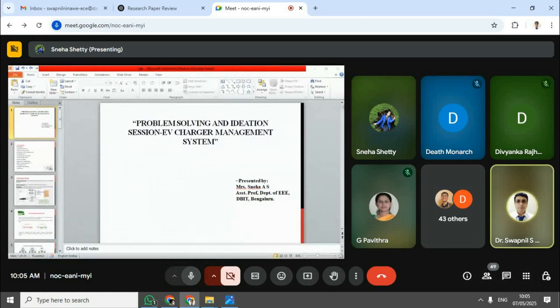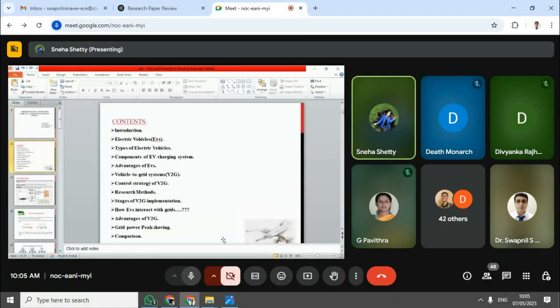Madam, please put that in full screen mode. Otherwise, the slide movement will not happen. Yeah, it's in full screen mode. Yeah, okay. Yeah, pretty clear.